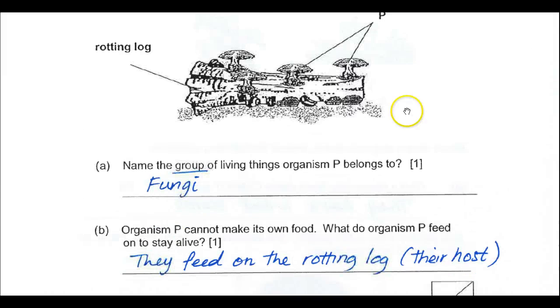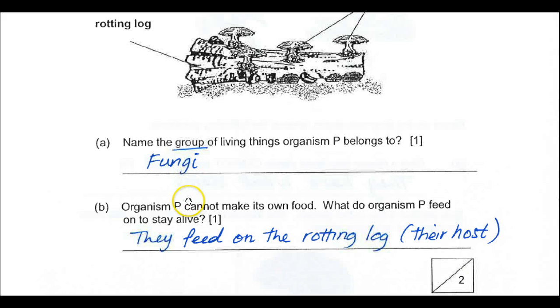These are mushrooms. They are actually absorbing nutrients from this rotting log, a piece of wood which has water inside. Okay, the group is fungi, not mushroom. Group means the classification group of these organisms. They are fungi. Now, so organism P cannot make its own food. They feed on the rotting log over here.